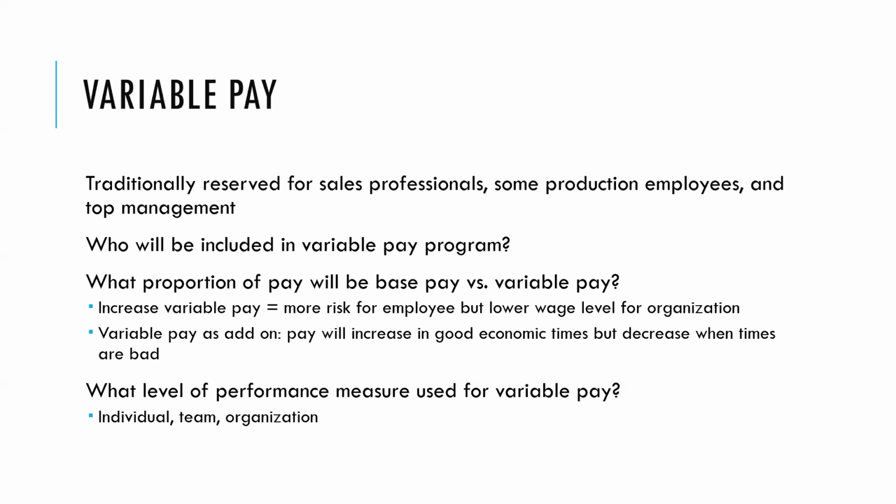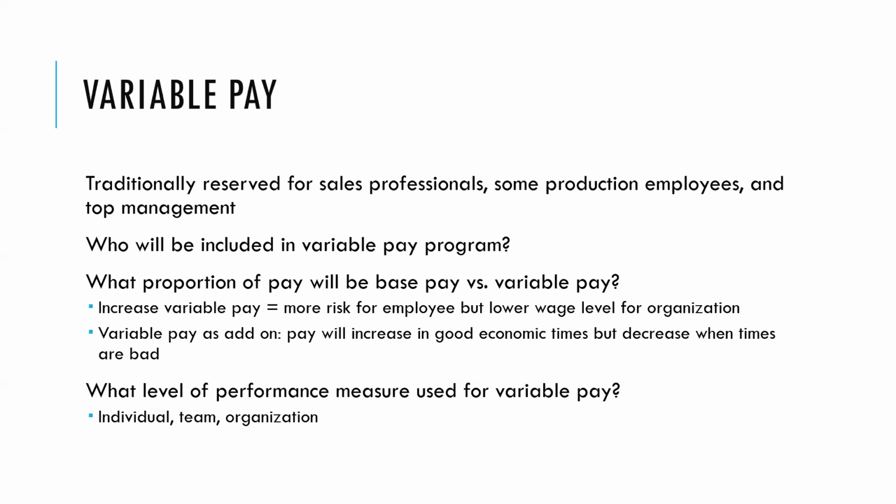Their performance maybe didn't meet standards, whatever that performance metric was. For the organization, that can mean lower wages paid out because the variable pay will not be as high for some employees as it will be for others. Versus base pay, where you've already guaranteed people a certain amount of money, and that's just money that you can never, it doesn't vary. So once you've committed to that, that's what you have to pay your employees.